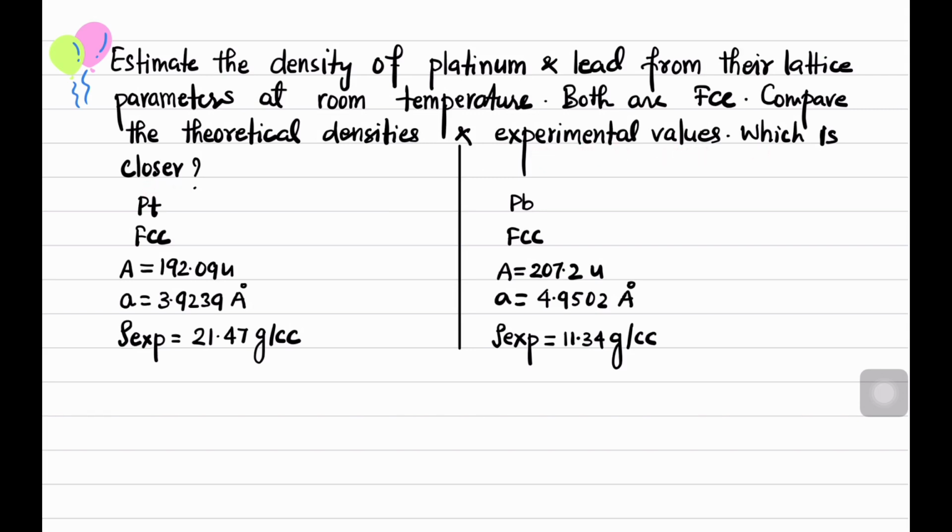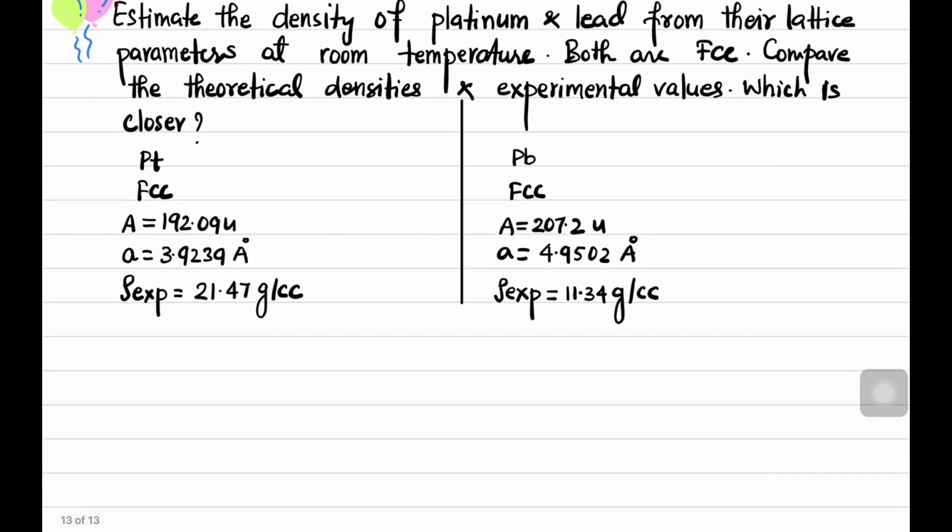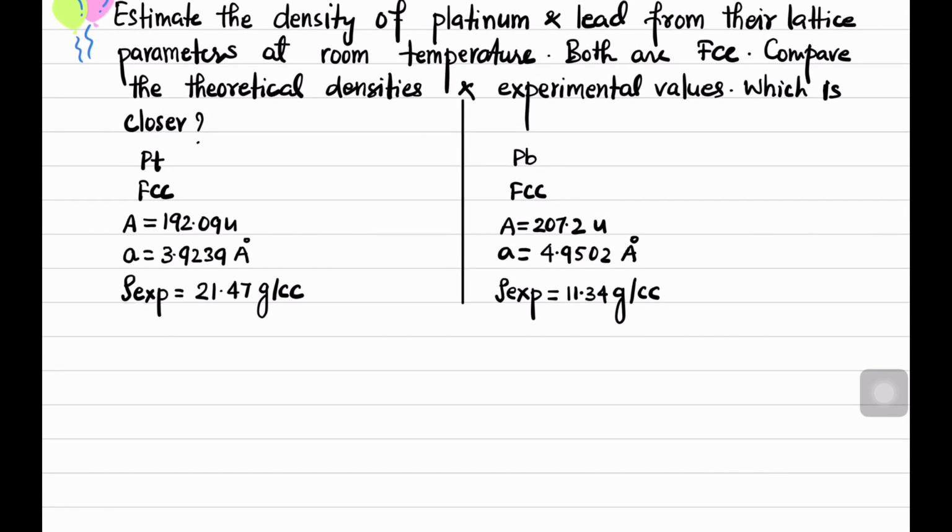Okay. So we will calculate the theoretical density for platinum as well as lead, and compare it with the experimental density. So let's see. For finding theoretical density, what do we need? We need the atomic mass of the atom, and we need the edge length.